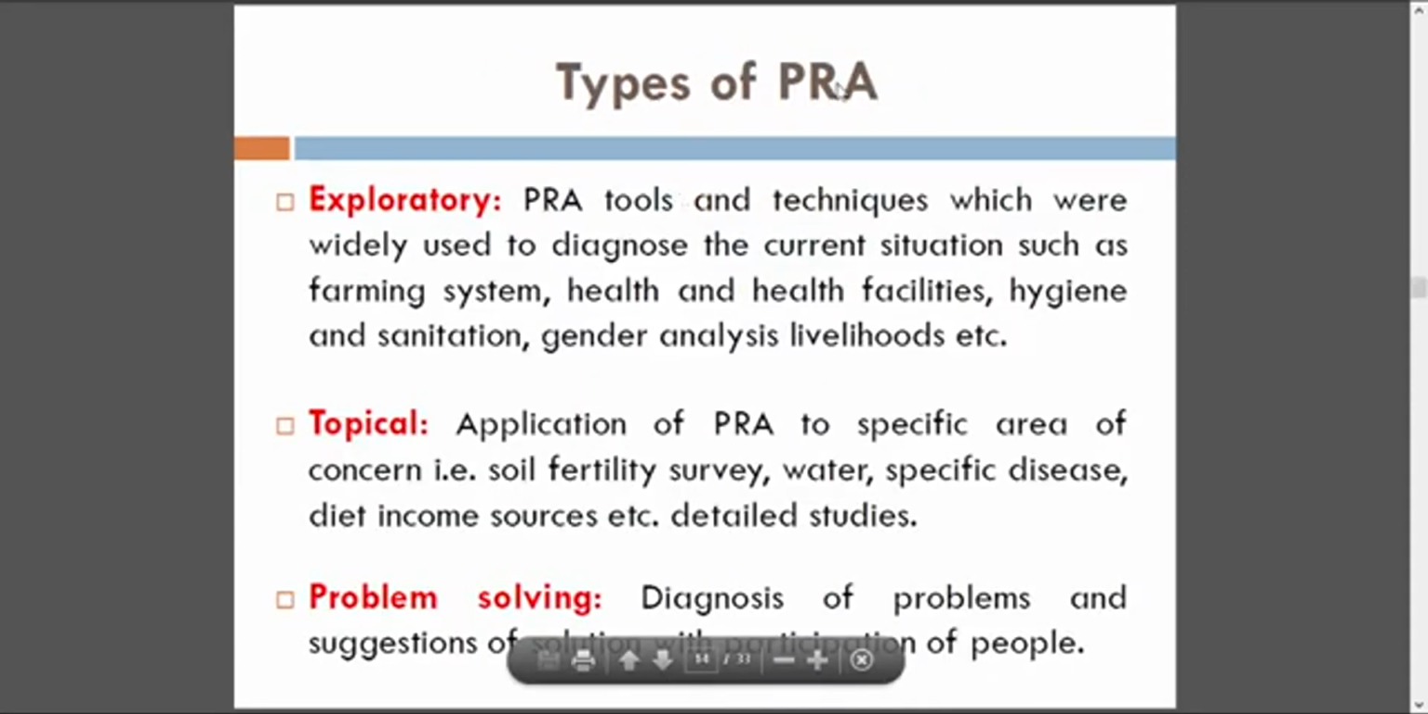Then when we go to the types of participatory appraisal, we have the exploratory type, the topical, and problem solving. Participatory appraisal tools and techniques which are widely used to diagnose, like I said in the earlier slides, the current situation, such as farming systems, health facilities, and hygiene, are all carried out under the exploratory participatory appraisal. So here we want to explore the community and know more about what they do and how they do things.